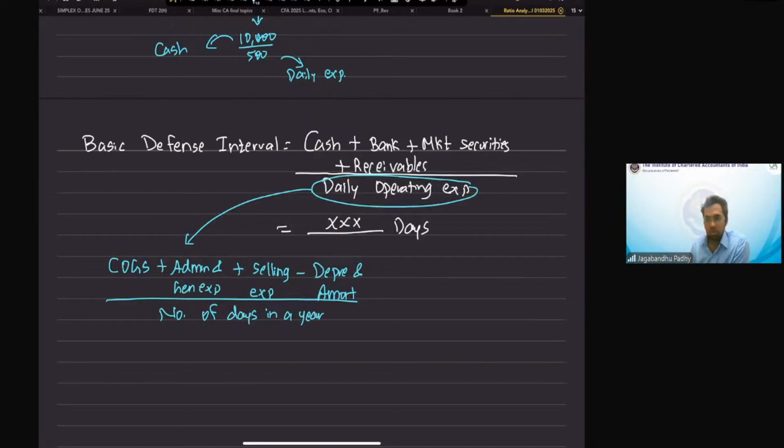Okay, so that is how we compute the daily operating expense. Now, of course, why are we removing depreciation and amortization? Because it's a non-cash expense. You don't pay it in cash, right? And therefore, we are eliminating that. All the rest of the expenses are ultimately cash expenses.